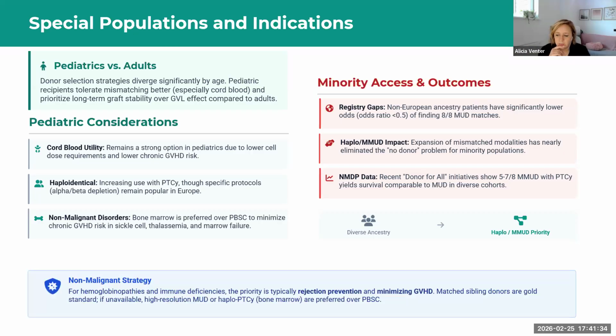And then lastly, for a non-malignant strategy for hemoglobinopathies and immune deficiencies, the priority is typically rejection prevention and minimizing GVHD. So matched sibling donors are still the gold standard, but if that's unavailable, high resolution MUDs or haplos with PT-Cy are preferred over PBSC.